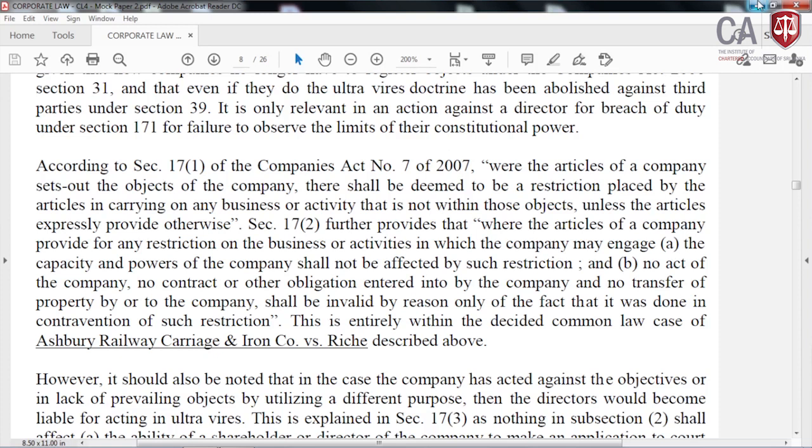This is entirely within the decided common law case of Ashbury Railway Carriage and Iron Company versus Riche as described above. Now, if I may stop there, you see, when I started answering this question, I gave an introduction to what the objects of a company really mean as per the articles of association and gave an outline of that.